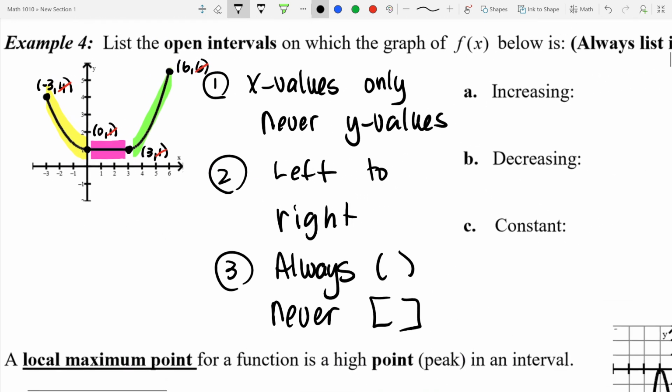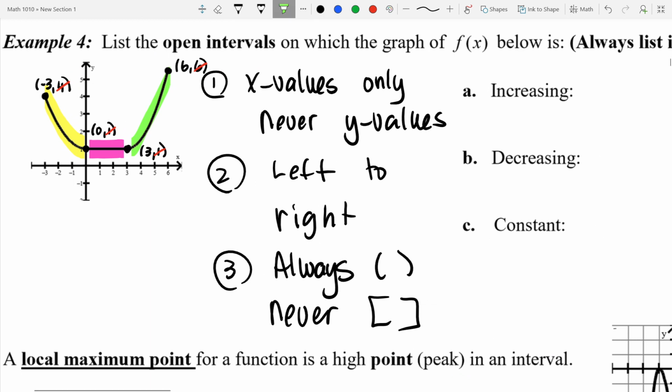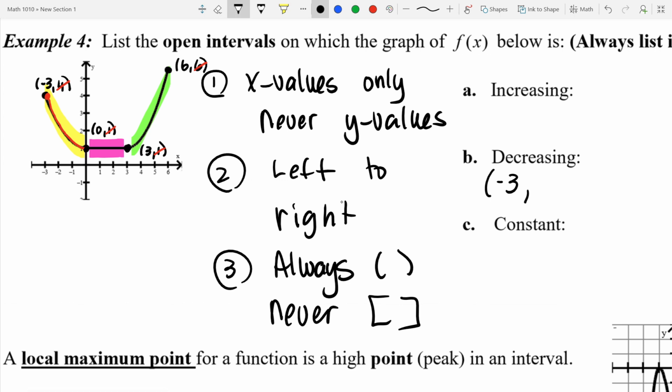Okay, now I want everybody to look at the yellow. I'm going to start on the left, and I'm going to travel to the right. Watch my pen. As I travel from the left to the right, you tell me, am I increasing, am I decreasing, or am I constant? Decreasing. Where does the decreasing begin? -3. Everybody write -3. How do I close my -3? Read number 3. Always parenthesis. Where did my decreasing end? How do I say that right there? 0. Close it off.